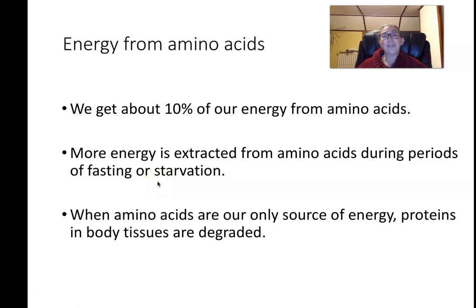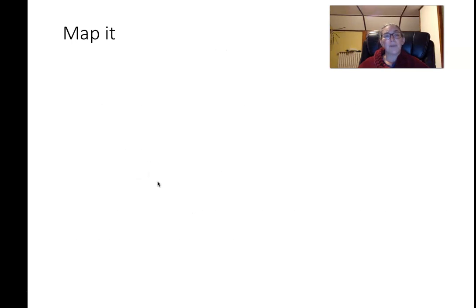We excrete extra amino acids. So we store extra glucose as glycogen or as fat. We store extra triglycerides as fat, as triglycerides in our fat tissue. But extra amino acids get broken down into urea and excreted in the urine. So we don't tend to store extra amino acids. And that's what I wanted to say about that.